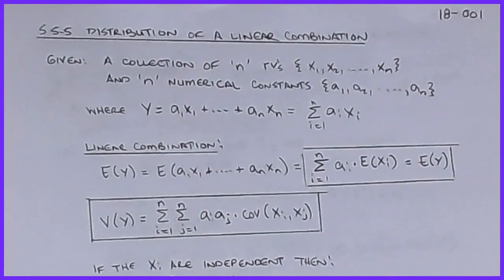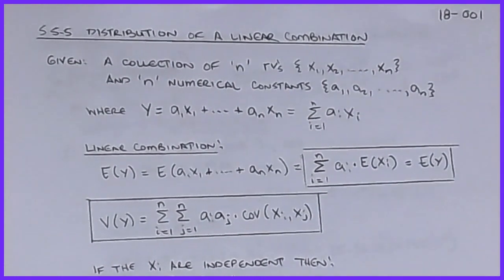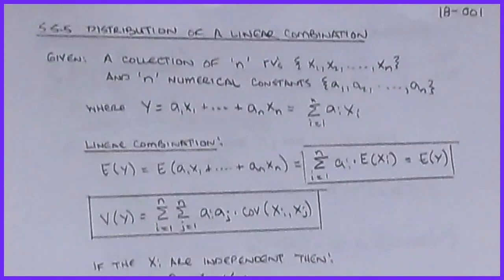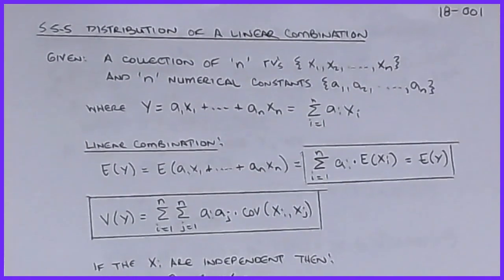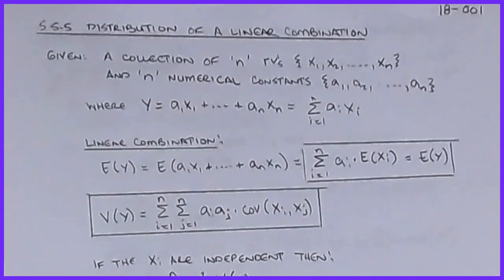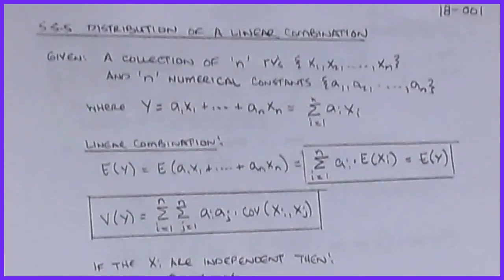Welcome back. In this lesson, we're going to look at a different type of distribution. This kind of piggybacks off of our joint probabilities that we talked about last time, but in this lesson, we're going to be looking at the distribution of a linear combination.